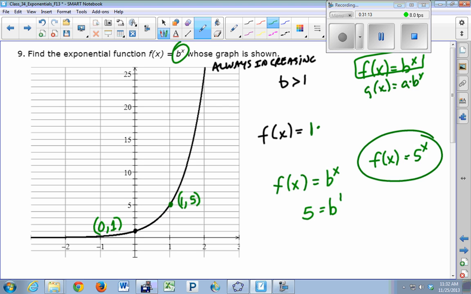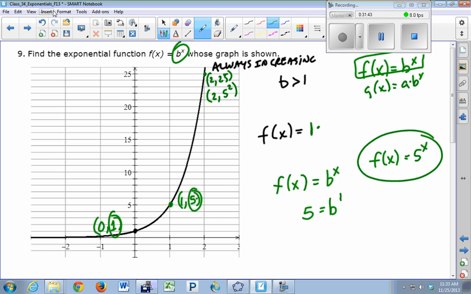Any questions on that? Then the ratio here is 5 to 1. So just to test it, go out to the next point, increment by 1. You go up to 25. And notice 25 is 5 to the second power. 25 divided by 5 is 5 to 1. 5 divided by 1 is 5 to 1. So you have that constant multiplier, that constant growth factor of 5.